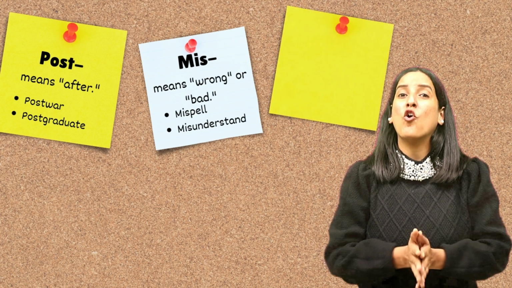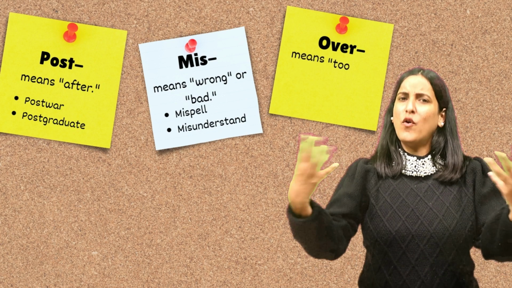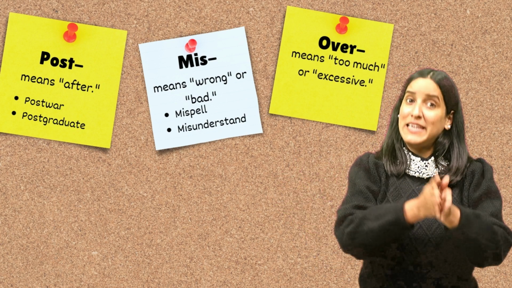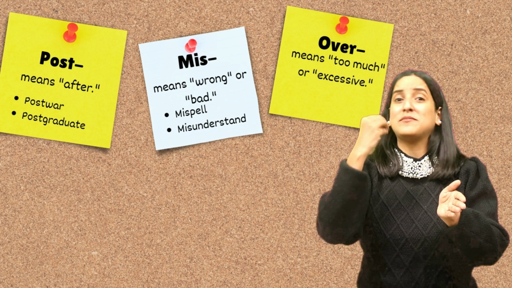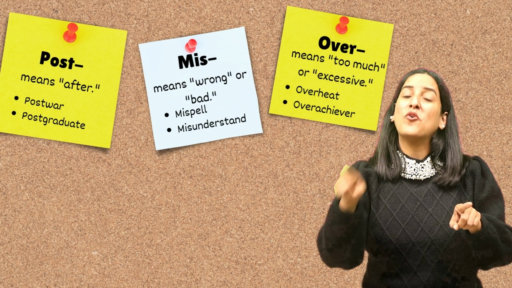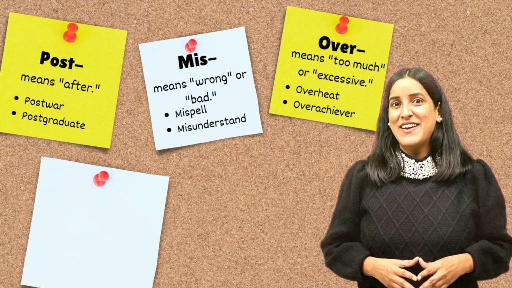How about this one? Over. Now this prefix means too much or excessive. Over, right? It is used when something is done a little too much. For example, eat becomes overeat, which means you've eaten too much. Achiever becomes overachiever, which means someone who does more than expected, right?